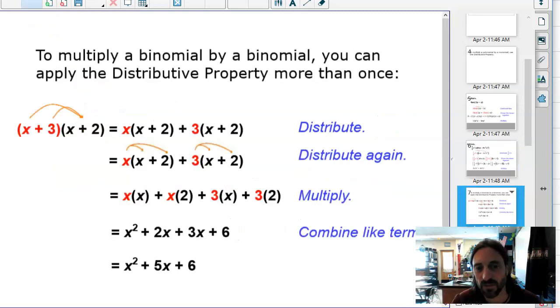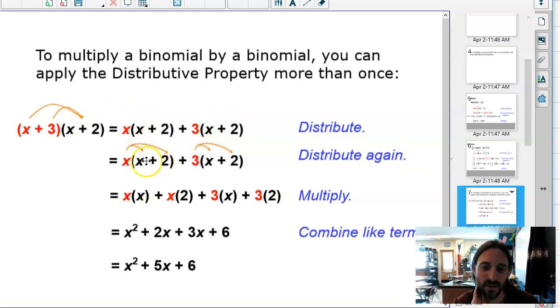A couple of examples. Now the fun part, when you start to multiply polynomials by polynomials. The first example is a binomial times a binomial. You're going to get really good at this if you do it enough. Again, you're going to use the distributive property, but you're going to use it more than once. What I mean is this. You're going to take x plus 3 times x plus 2, and you're going to distribute the x to the x plus 2 and the 3 to the x plus 2.